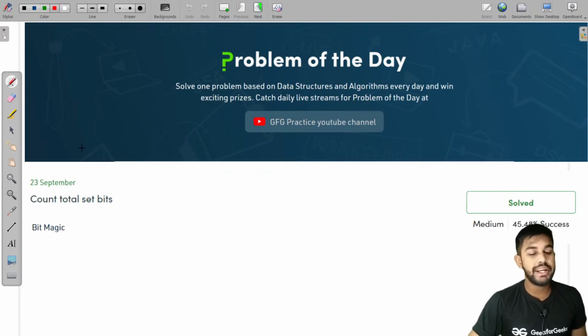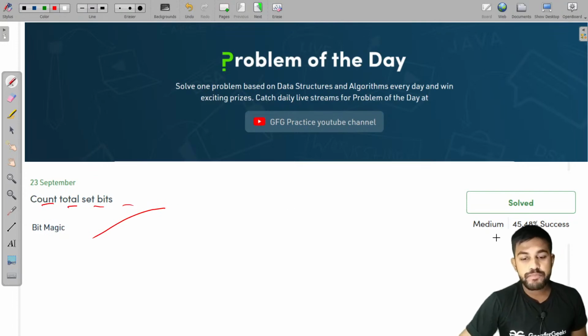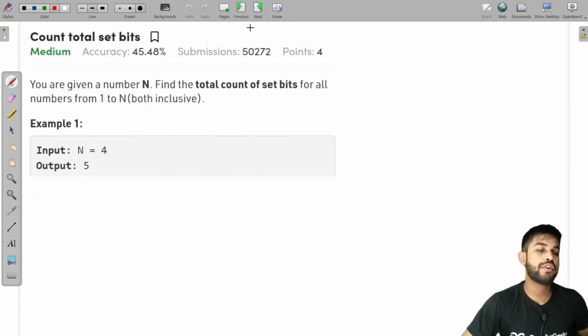So today we would be doing yesterday's problem of the day, that is count total set bits. This is a bitwise problem, and the success percentage of this problem is 45%, and the difficulty level of this problem is medium. So let's move forward with the problem statement explanation.